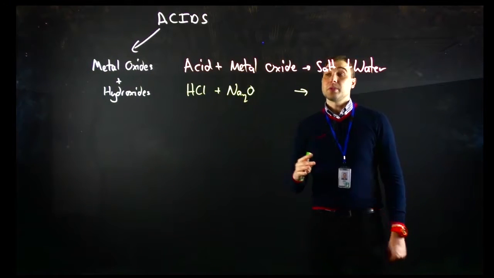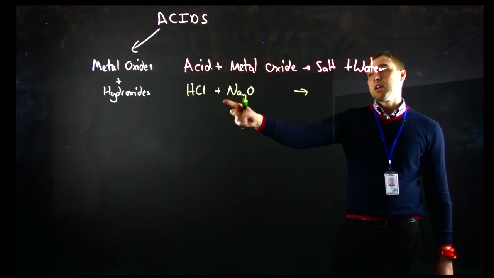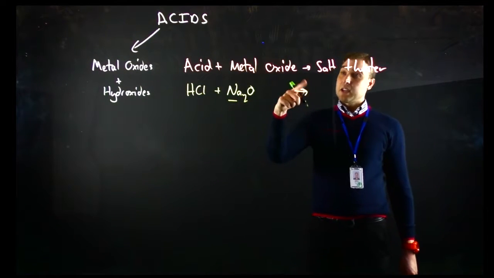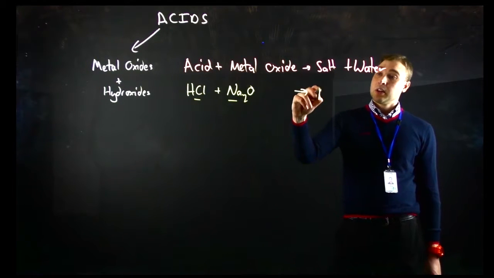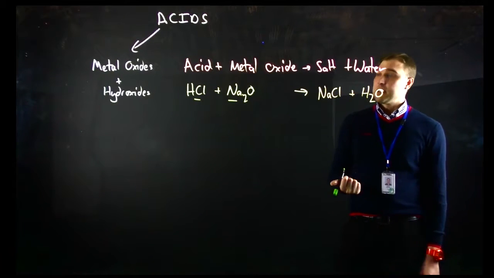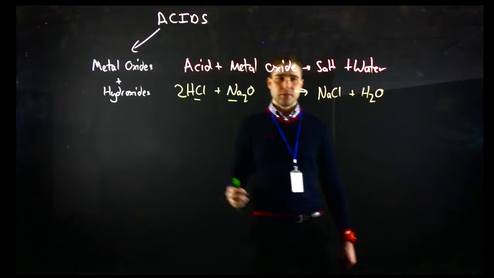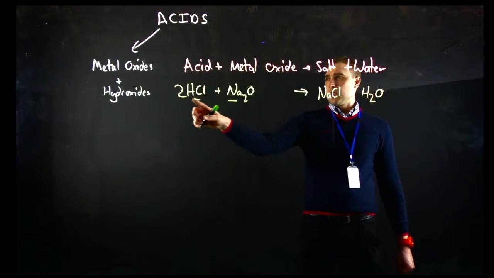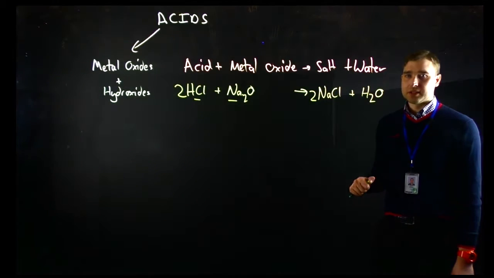Now, to make the salt, we're going to look at the positive part of the basic section, so that's our sodium ion here, so sodium. And the negative part of the acid, the chloride ion, that's going to make up the other part of the salt. So we're going to get sodium chloride and water. We need to look at balancing, so we've got two hydrogens here but only one hydrogen here, so we need to double that one. There's two sodiums here, two chlorines, two sodium chlorides, and now we're balanced.